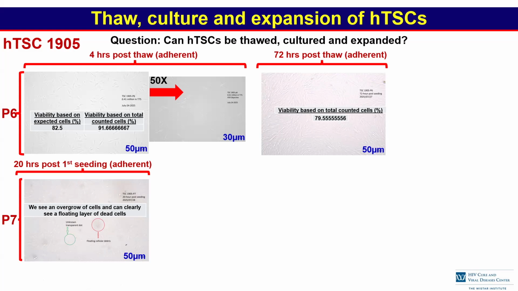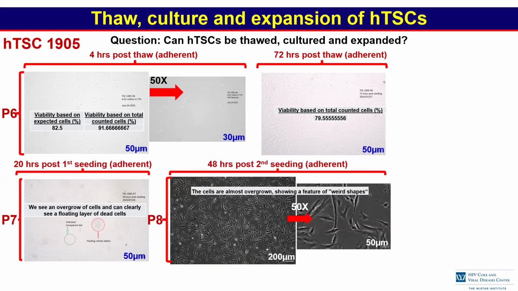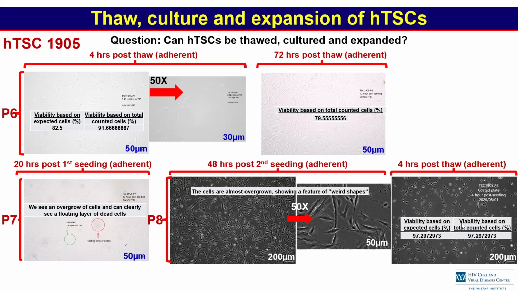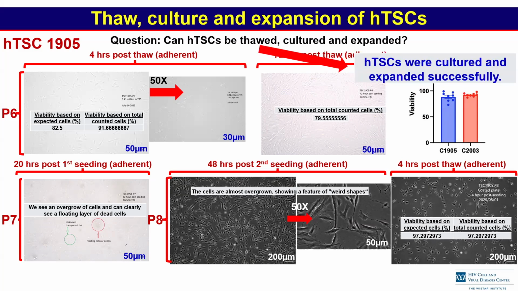And we seeded them again, and part of it we just left in culture, and another part we froze and thawed. The ones that we left in culture, after 48 hours, were almost overgrown, and they started showing some shapes that we thought were a little bit weird. Also, we saw cells from this second seeding, and the viability was very good, around 97%. For both cell lines, the viability was pretty good, about 80 to 90%. So for the first question, the answer was that we are able to culture and expand the cells.